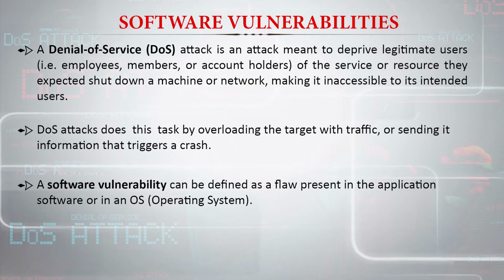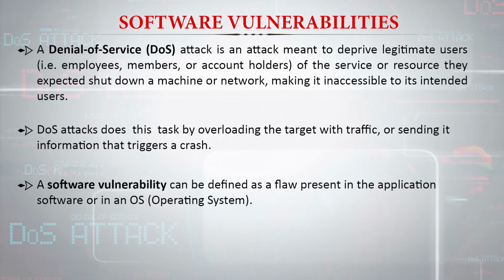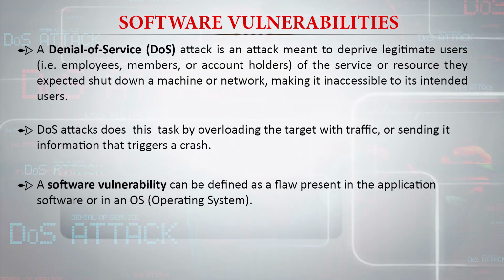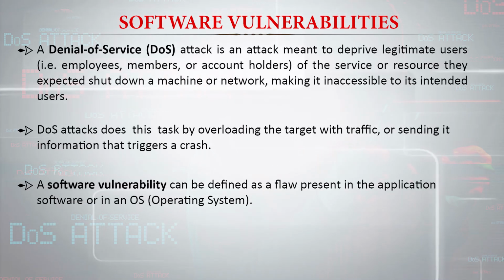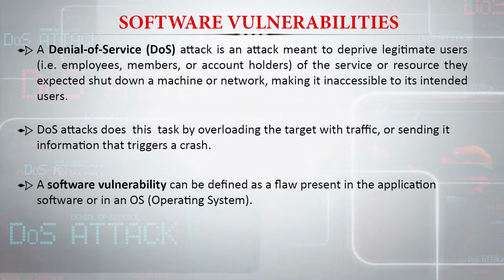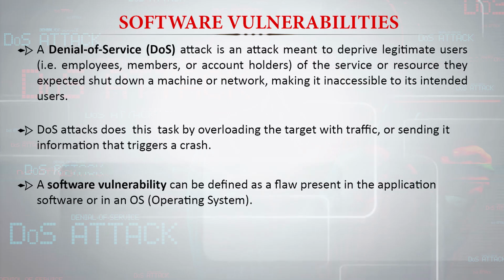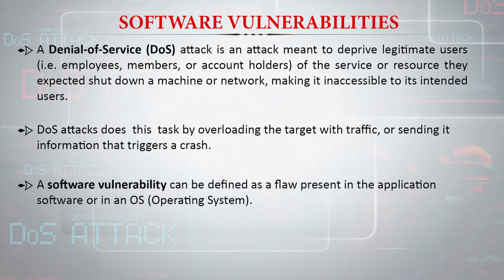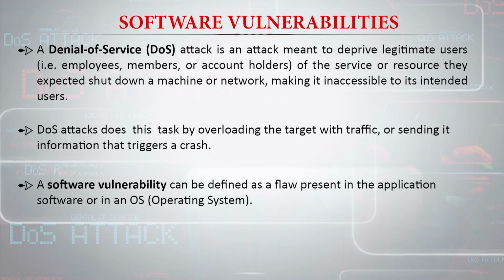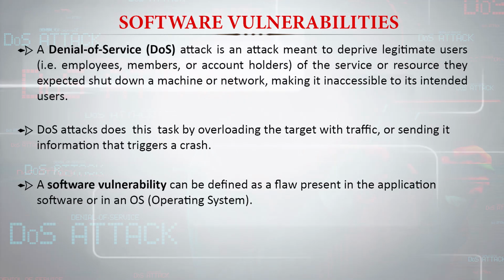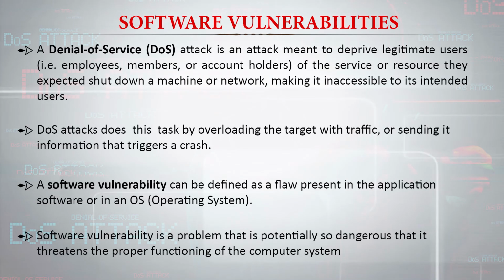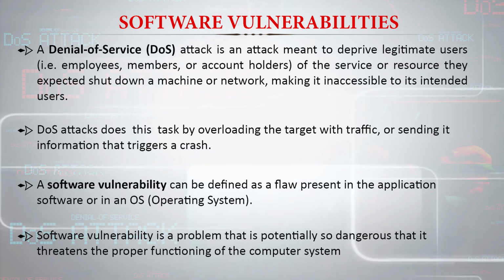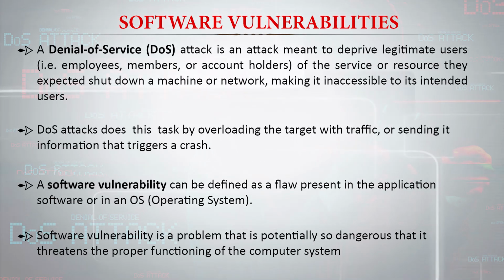And there is software called the operating system or compiler. These are called system software. They control the system. Unix is an operating system, Linux is an operating system, Windows is an operating system. Mobiles also have an operating system. So they control the resources of these systems. A flaw can be in both the application software, which a programmer usually develops, and the operating system, which controls the resources. A software vulnerability is a problem that is potentially so dangerous that it threatens the proper functioning of the computer system. So this problem has to be addressed.